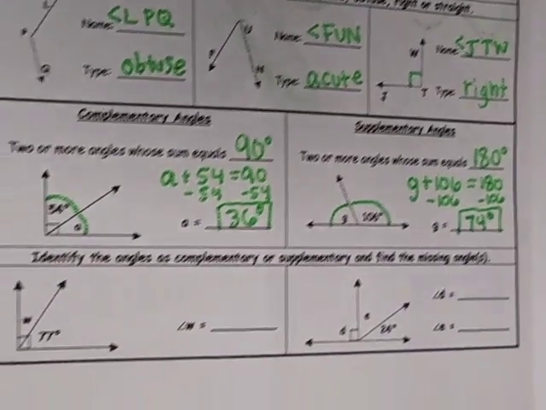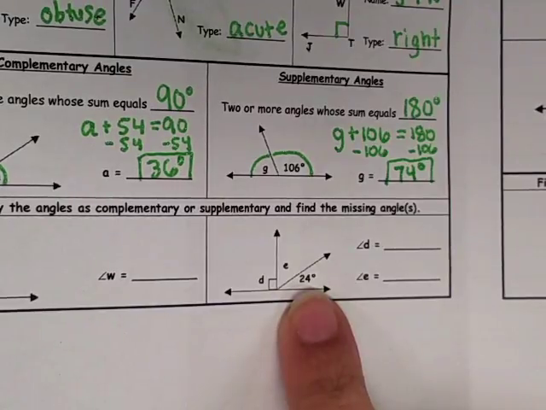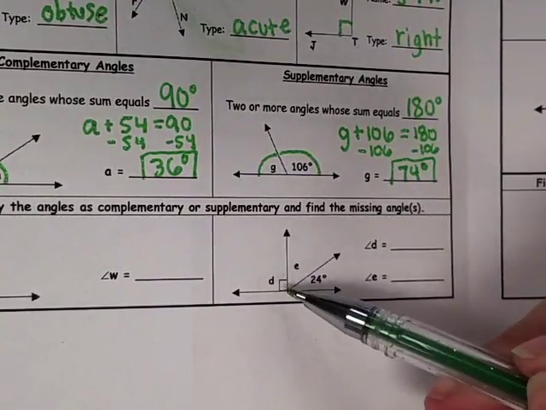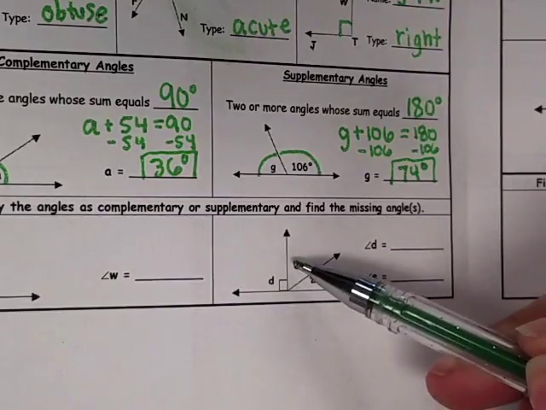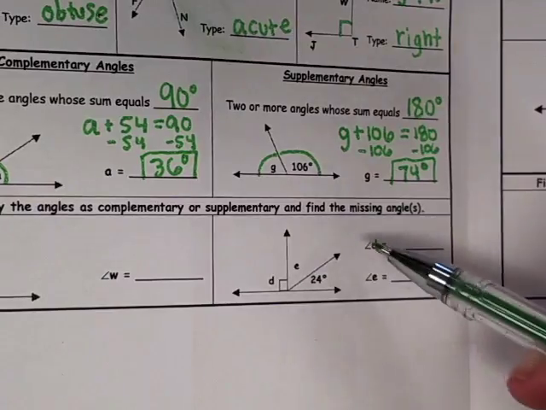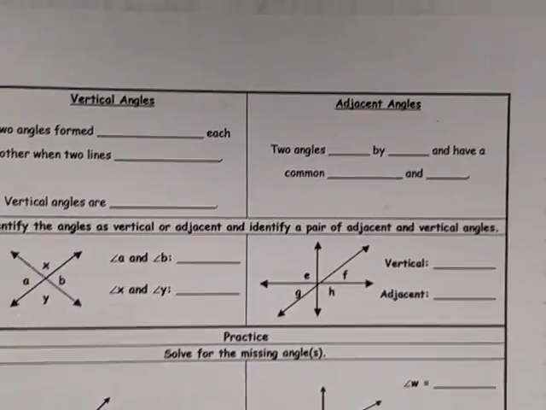So what I would like for you to do is to go ahead and try this problem. This one, you will have to realize what D is based on this symbol, and then you can compare that to the other side to find E. So go ahead and take care of these three problems over here. And now we're going to move to the right side.